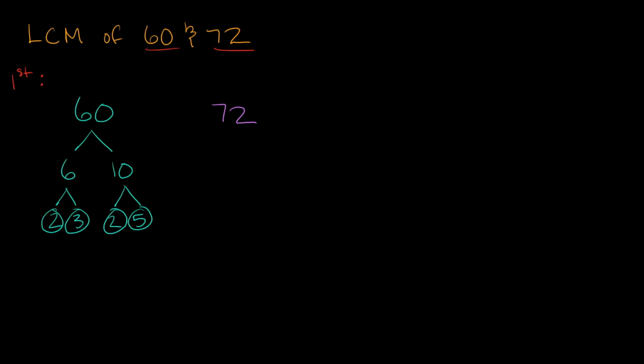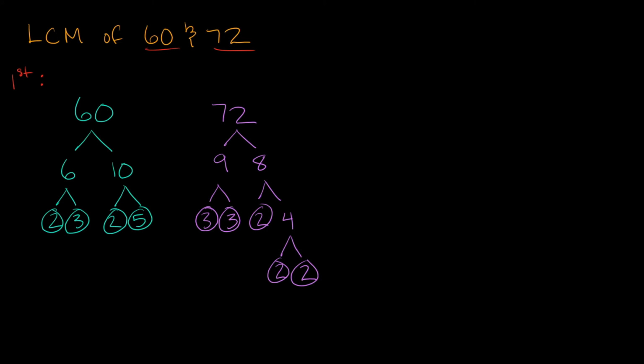All right, now let's move on to 72. 72, I can break down into 9 and 8, right? Do I have any prime numbers? No, right? So 9, I can break that down into 3 times 3, and 8, I can break this down into 2 and 4. Okay, now do I have any prime numbers? Yes, I have 3 and 2. Now lastly, 4, I can break that down into 2 times 2. Okay, and both of these are prime. So there's nothing left to break down, so we're done.